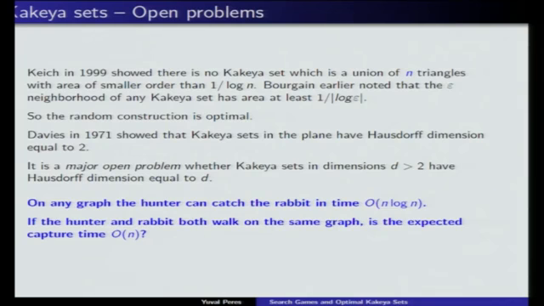So this is open, and unfortunately, it doesn't seem like these constructions help in that direction. So you can do something like this with multiple rabbits and multiple hunters, and I've played around with this, but I didn't get any novel things on Kakeya sets in higher dimensions that would help on that conjecture.